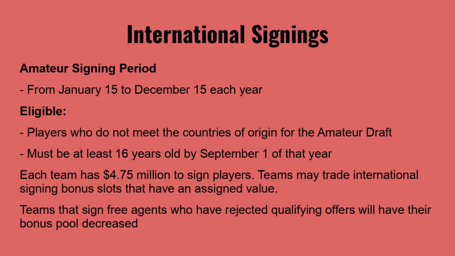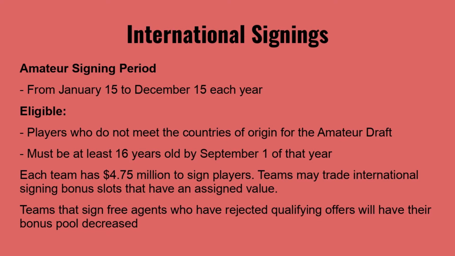But for right now, let's get into what are the requirements for an international signing period. The amateur signing period takes place every year from January 15th to December 15th. Who's eligible? Players who do not meet the countries of origin, as we discussed. Players must be at least 16 years old by September 1st of that year. Each team has $4.75 million to sign players to signing bonuses.